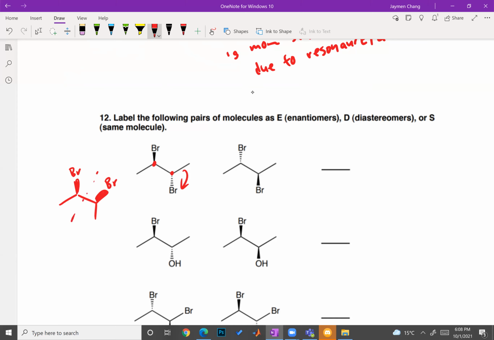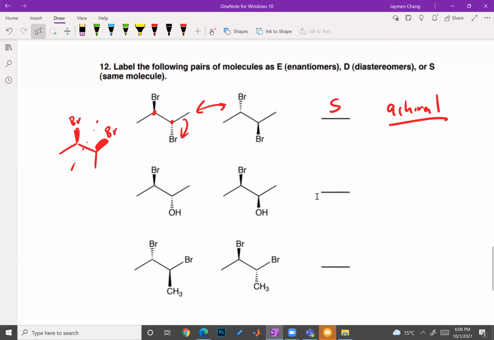And whenever we have a meso compound, it is actually achiral, which means that both of these are the same molecule. And so we'll put in same for same molecule. Over here, we have two chiral centers and only one differs. So this is going to be diastereomers. And over here, we have two chiral centers and both of them are inverted. Therefore, they're going to be enantiomers. So that's a quick way of how you can determine what the relationship between the molecules are.